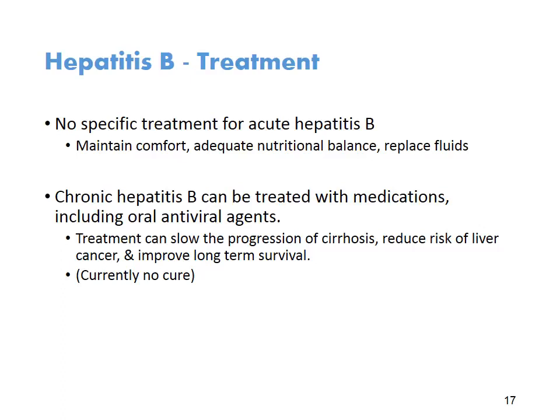Treatment with these antiviral agents can slow the progression of liver cirrhosis, reduce the incidence of liver cancer, and improve long-term survival. However, in most people, the treatment does not cure hepatitis B infection, but only suppresses the replication of the virus. Therefore, patients with chronic hepatitis B would have to take the medications for life.